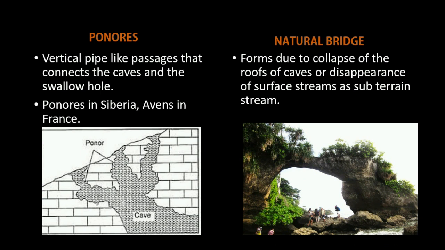Now let's talk about natural bridges. This is the collapse of the roofs of caves or the disappearance of surface streams as subterranean streams. There was a time when groundwater flowed through this region, and due to that some dolines or sinkholes happened and then a cave formed. Afterward the collapse of that material left this area bare and the structure stood like a bridge. Afterward this will collapse down and be further named as a stack or stump.